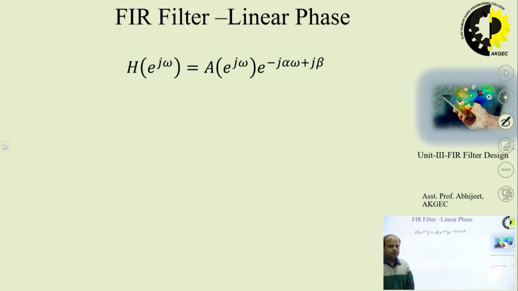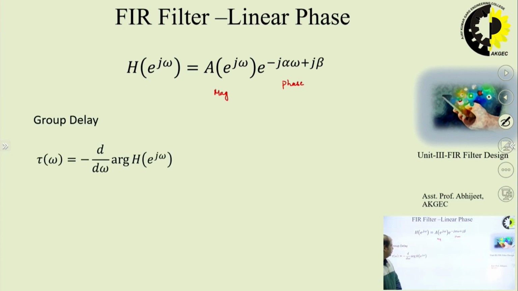Suppose I have any frequency response, DTFT of a system, which has some magnitude portion and some phase portion. You can see in this case the phase portion which is written is j alpha omega plus j beta. So, if I talk about the phase, it is actually minus alpha omega plus beta. Now, there is an entity which is called group delay, and group delay is basically the minus derivative of the argument of H of e^(j omega).